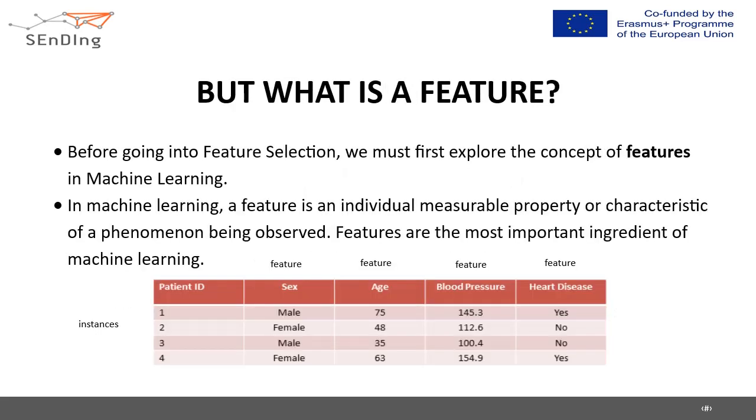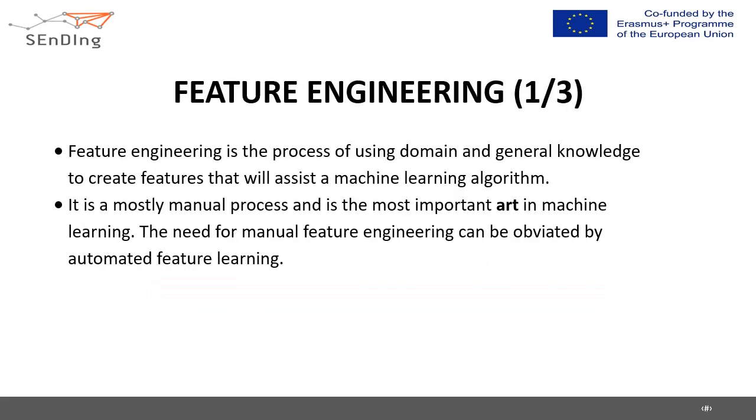Before going into feature selection, we must first explore the concept of features in machine learning. In machine learning, a feature is an individual measurable property or characteristic of a phenomenon being observed. Features are the most important ingredient of machine learning. Feature engineering is the process of using domain and general knowledge to create features that will assist a machine learning algorithm. It is a mostly manual process and is the most important art in machine learning. The need for manual feature engineering can be obviated by automated feature learning.